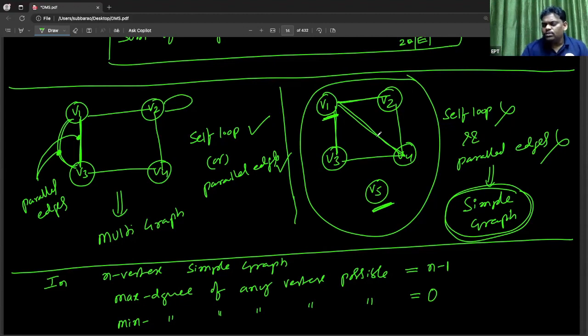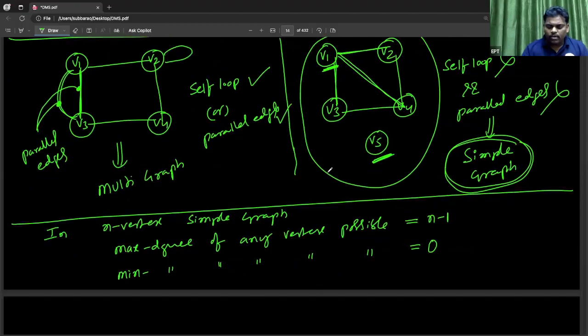Who is God here? No one is God. So in an n-vertex simple graph, maximum degree is n minus 1, minimum degree 0. Will you agree with this? I'm talking about simple graph only, not multigraph. Some people ask, sir, I can take a self loop, no? No, simple graph self loop is not allowed. Parallel edges also not allowed. In an n-vertex simple graph, maximum degree of any vertex is n minus 1, minimum degree 0.